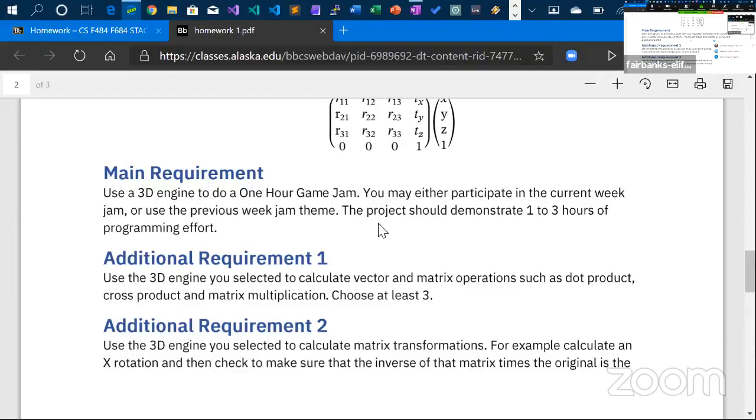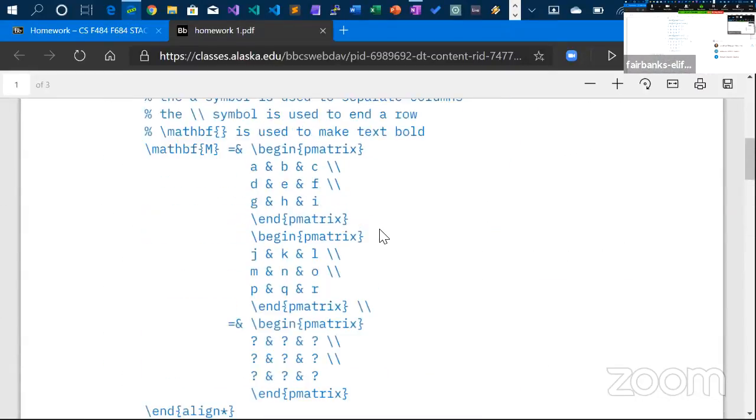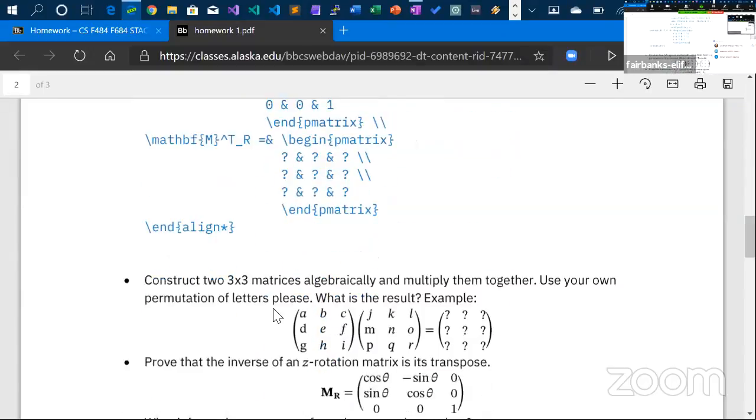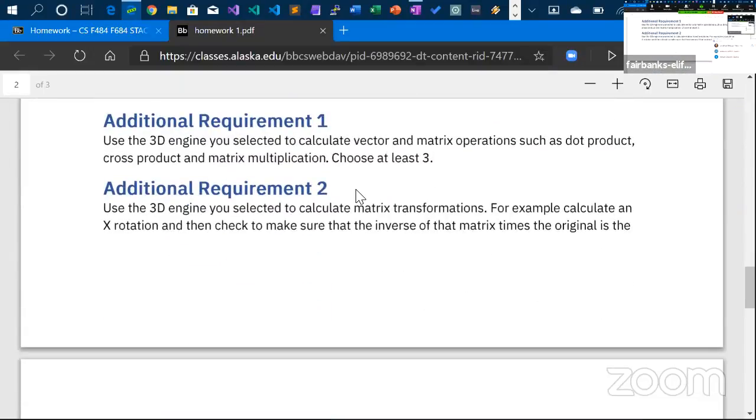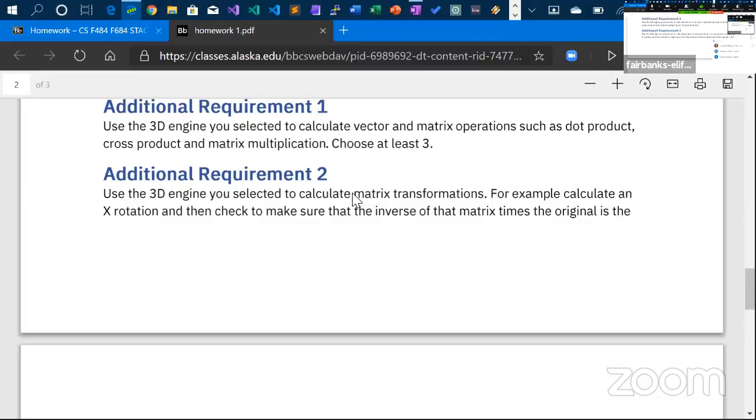Okay. And then the additional requirements: if you're undergrad, then you pick one of them, and if you're a graduate student, then you pick two of them. Okay, so your choice. And there's three that I put in there. So the first is whatever 3D engine you picked, figure out how you use the vector and matrix operations. So pick 3 different kinds of operations that you can do, test them out, write some code to test that out.